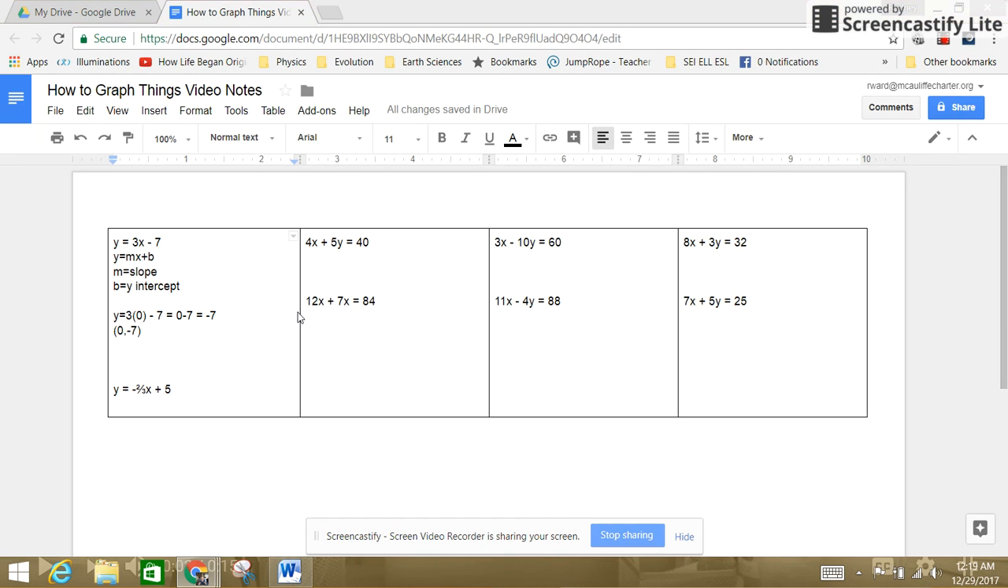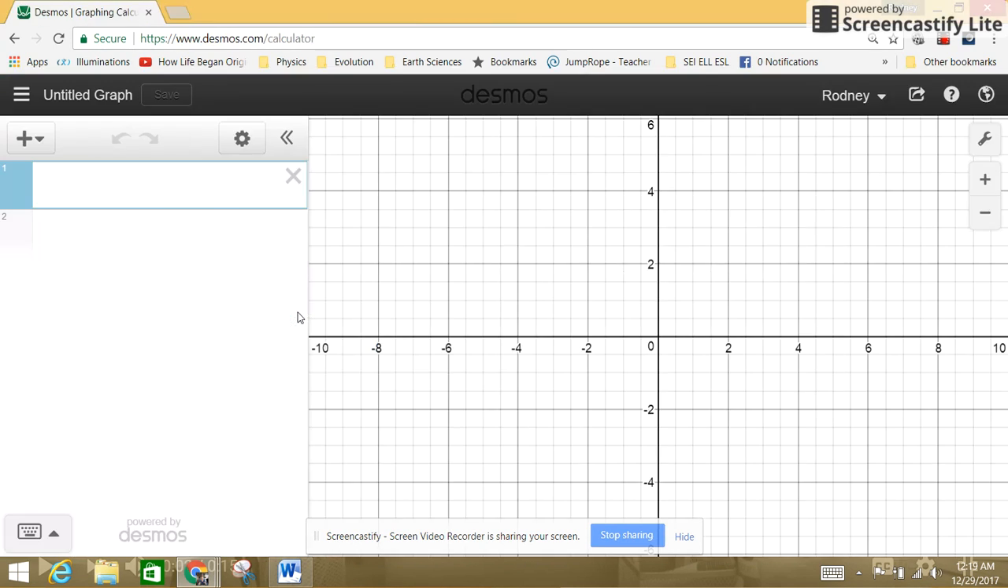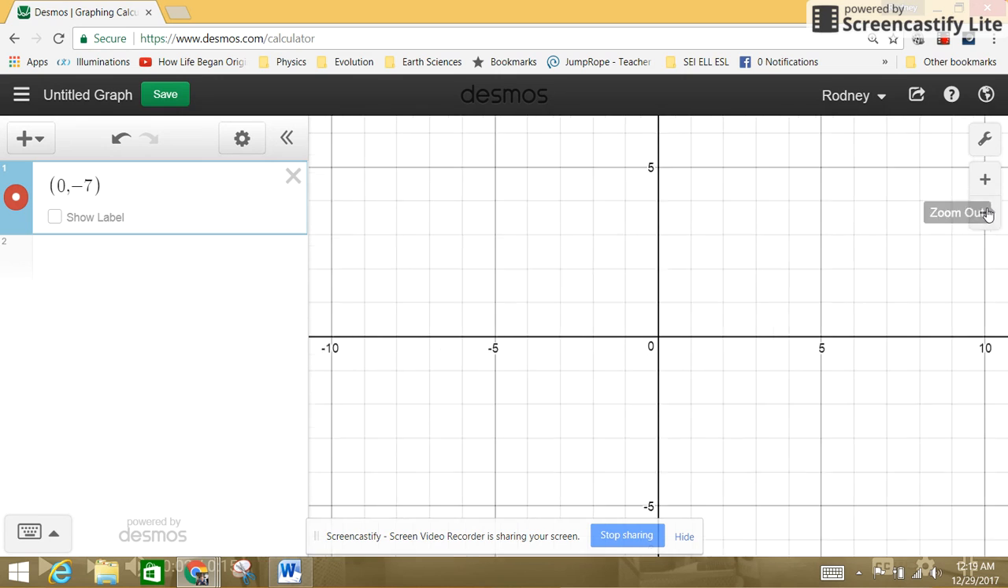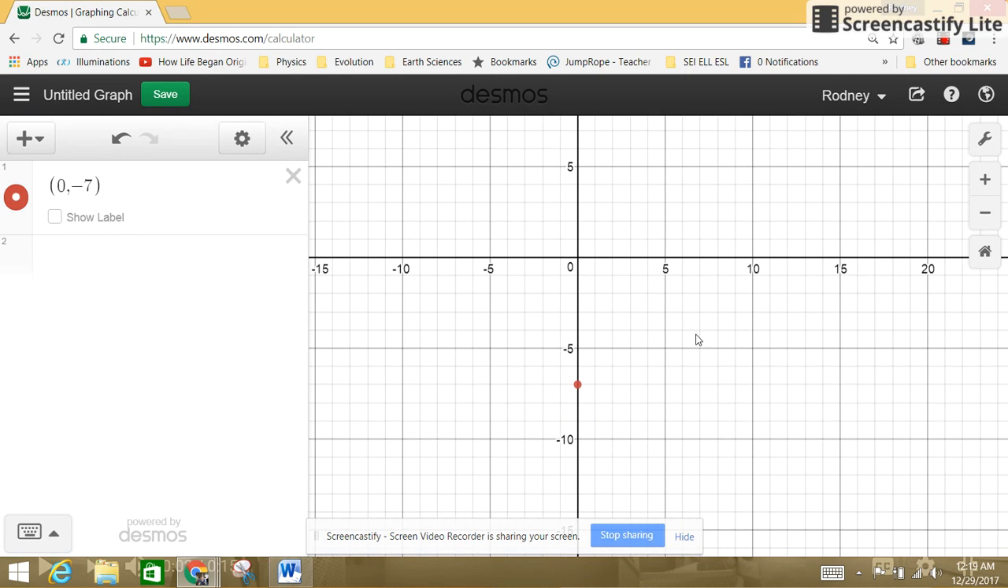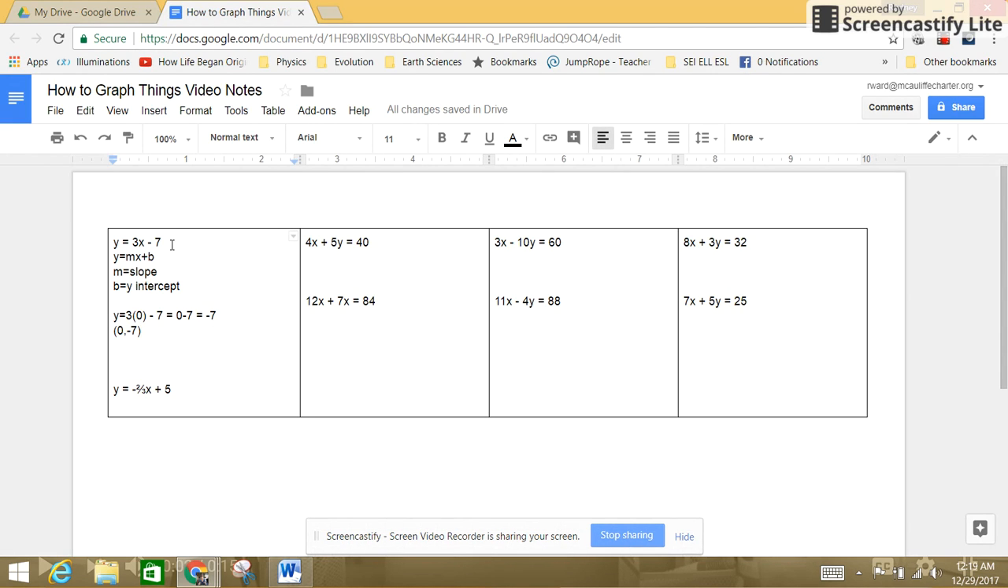So I'll plot that point on Desmos. I've got 0 comma negative 7. And I'll zoom out so you can see it. There it is. There's a point. Now we also know some other information. We know the slope, because the slope portion of this equation is right there. It's 3.